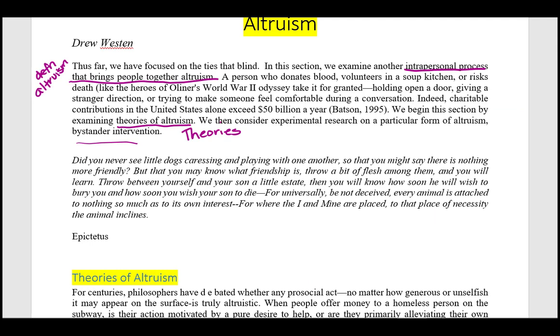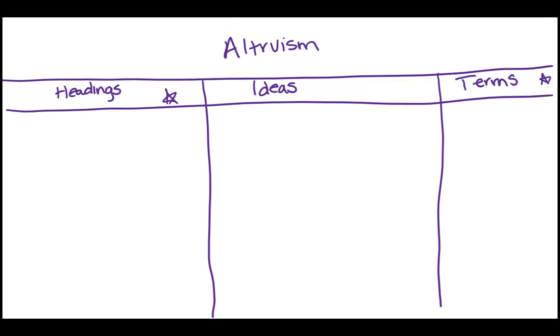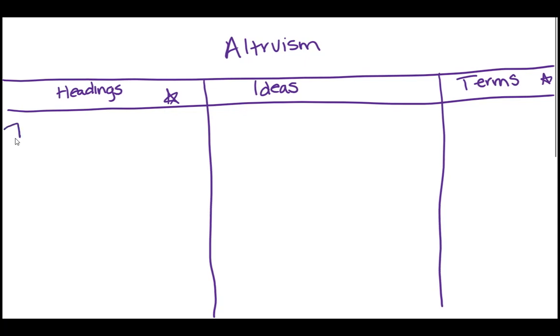In this particular chapter, I want to show you how, even though we've already identified the main title of the chapter, and then we have our first subheading, the theories of altruism, as I go through, I can see that underneath this subheading there are more subheadings, and now they're going to really get into those different theories. The first one is ethical hedonism. So the way that I'm going to fill my chart out is this. I'm going to write down theories of altruism.